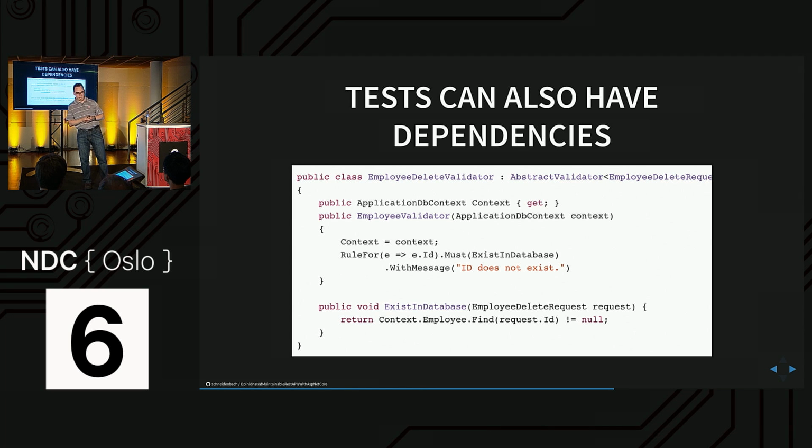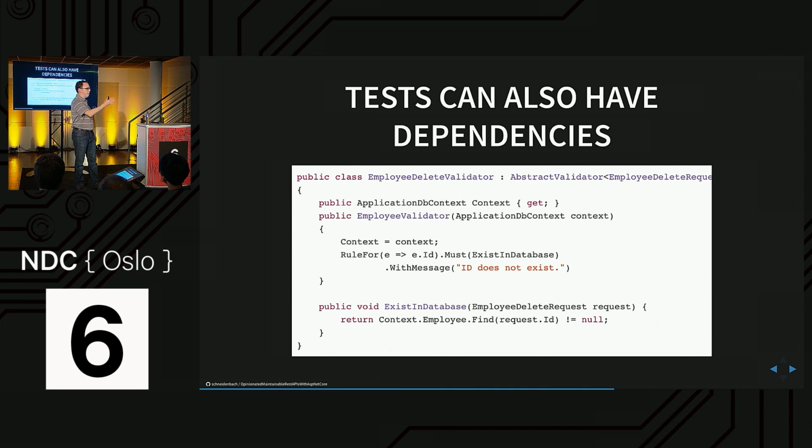So also your validators can have some complex behaviors. You may need to talk to a database to make sure that for your delete request something exists. So you may need to add that to your constructor. And then you say, I'm going to pass in an application DB context, and I just want to make sure that it exists first. And then you get a cool API where you can kind of write it in English, or whatever language you're writing it in, right?